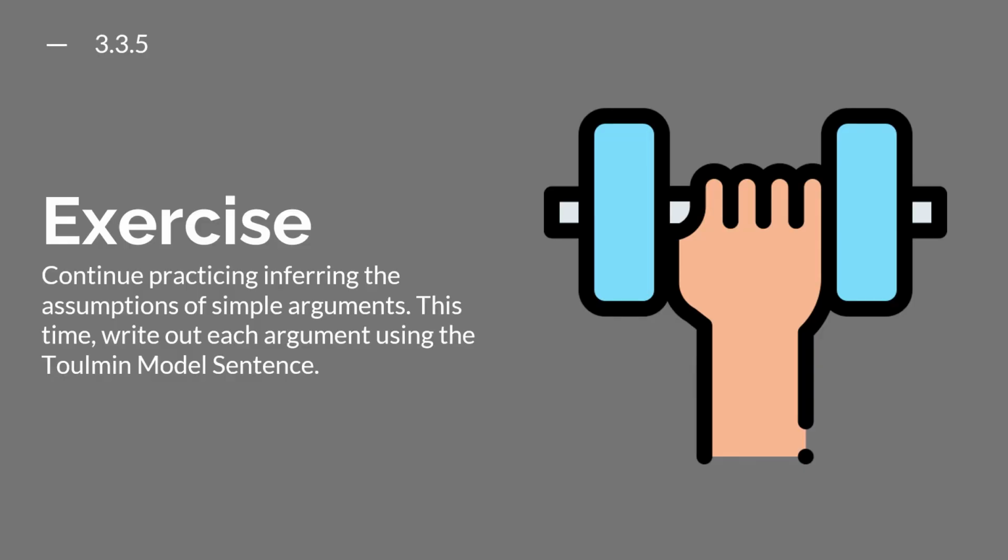Let's go ahead and pause for another exercise. You're going to be continuing to practice inferring the assumptions of simple arguments. This time, however, I want you to write out each argument using the Toulmin model sentence. So write out the claim, evidence, and assumption statement in that one long Toulmin model sentence. When you're finished with the exercise, go ahead and unpause the video so we can go over some sample responses together.